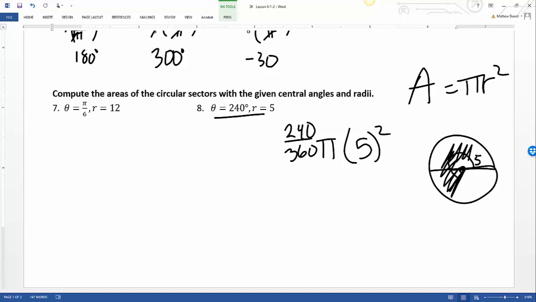Just enter that in a calculator. Likewise, for this one, we still have the pi r squared, but then pi over 6, instead of out of 360, now it's out of 2 pi. Enter that in a calculator.